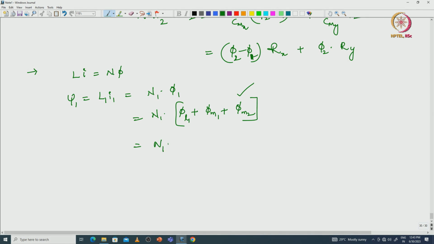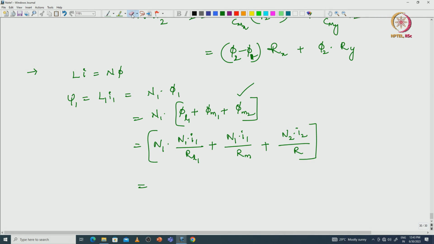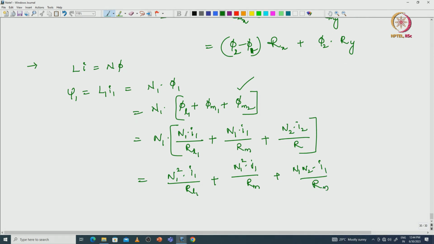Phi L1, if we replace it in terms of MMF and reluctance, is N1 into I1 divided by RL1, the reluctance with respect to the leakage flux magnetic path, plus N1 into I1 divided by Rm, the reluctance with respect to the magnetic flux loop in the core, plus N2 I2 divided by Rm. So, we will see the final equation: N1 square into I1 by RL1 plus N1 square into I1 divided by Rm plus N1 N2 into I2 by the reluctance with respect to the core.